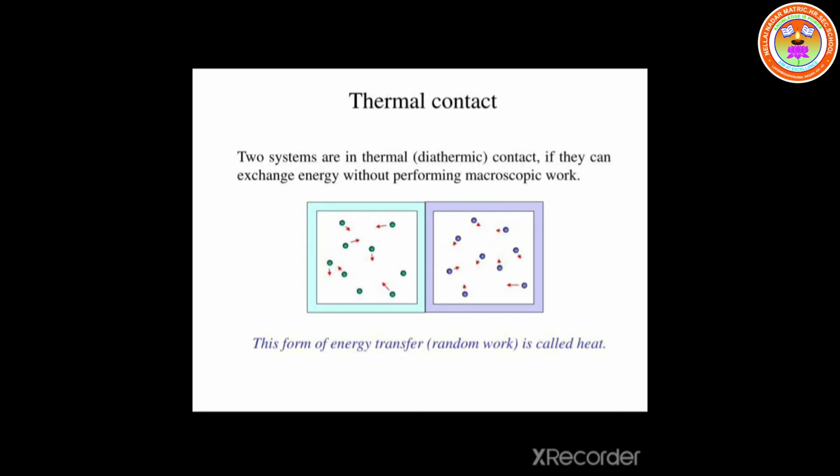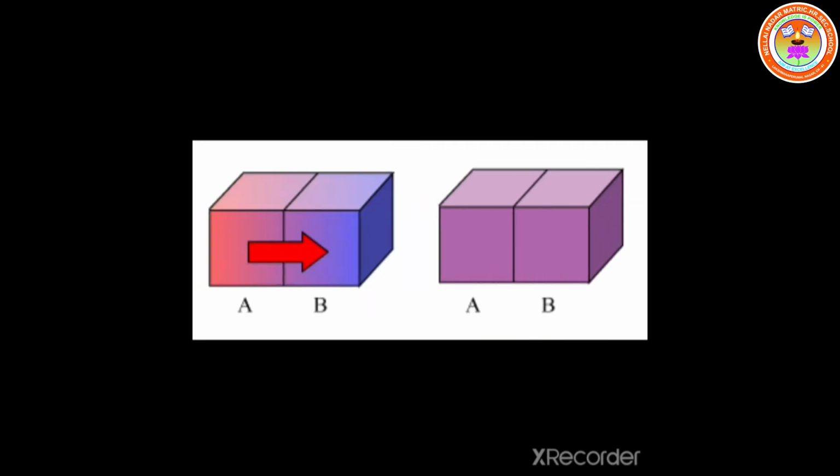Next one is thermal contact. Consider two bodies, A and B. Let the temperature of A be higher than that of B. On bringing bodies A and B in contact, heat will flow from the hot body A to the cold body B. Heat will continue to flow till both the bodies attain the same temperature.